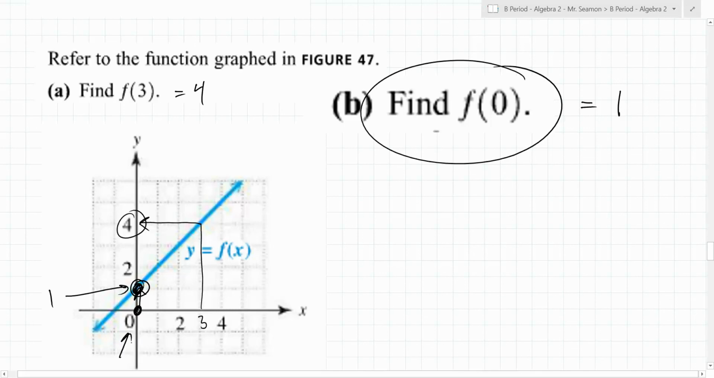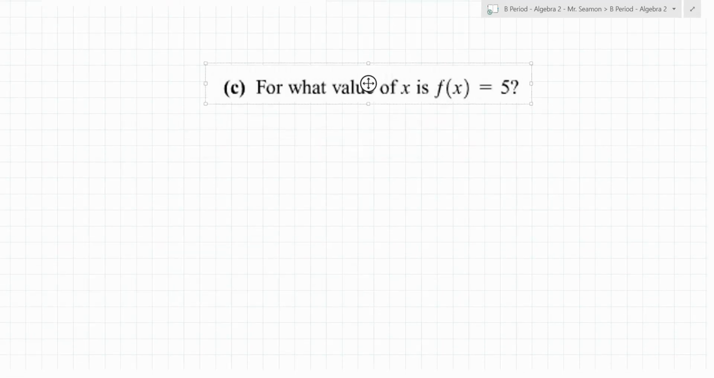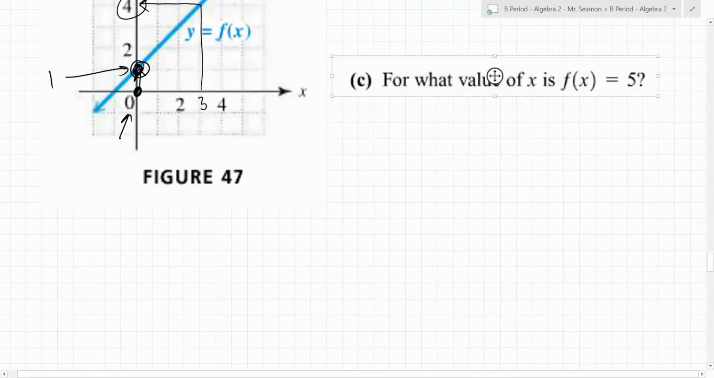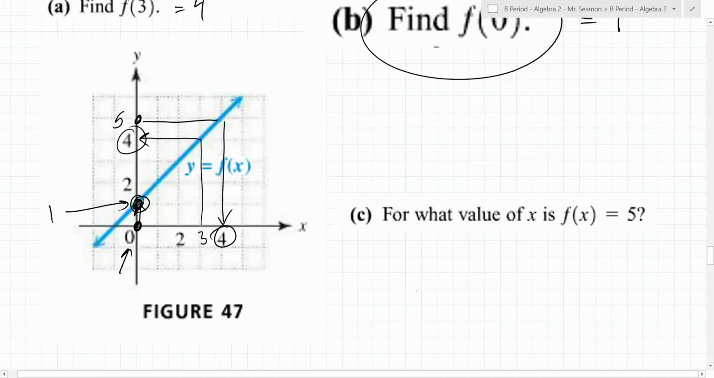Well, it gets a little bit more fun, because instead of going from x to y, we could go backwards. For what value of x is f of x equal to 5? In that case, you start at 5 here on the y-axis, go over, and then say what x value corresponds to that y value. Oh, it's 4. So f of 4 is equal to 5. So for what x value? That's 4.